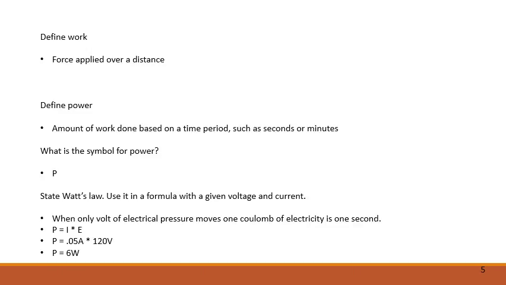When only 1 volt of electrical pressure moves 1 coulomb of electricity in 1 second, that is Watt's law. And in a formula, it is power equals current times voltage, such as 0.5 amps times 120 volts equals 60 watts. That's shown on your screen. By the way, the symbol for power is P.